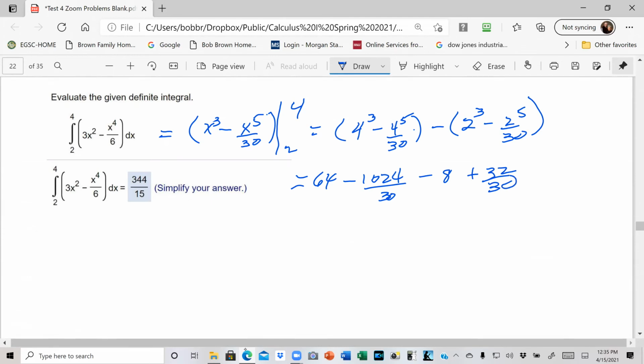And this is 56 minus 92 over 30. Simplifying this, you can get it to be 344 over 15.